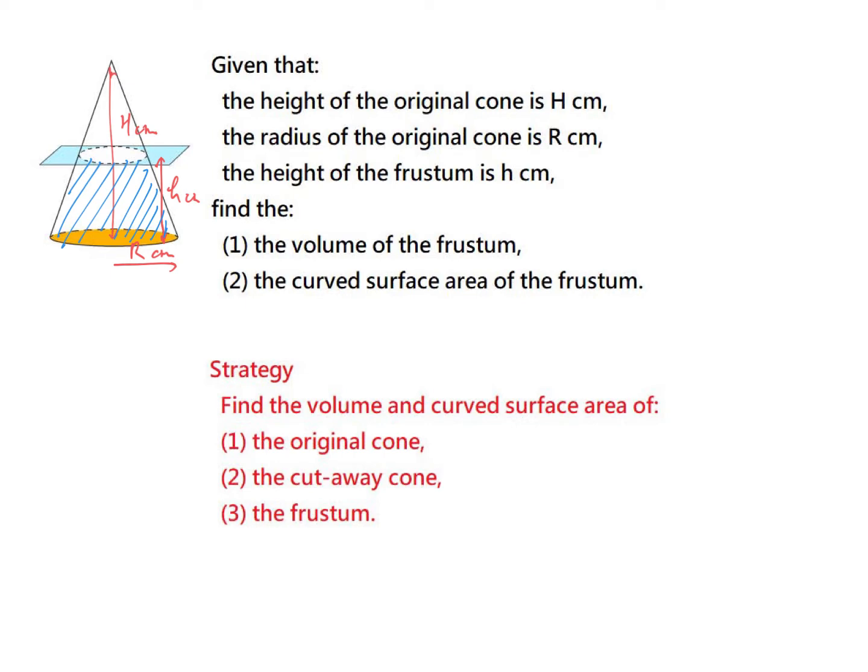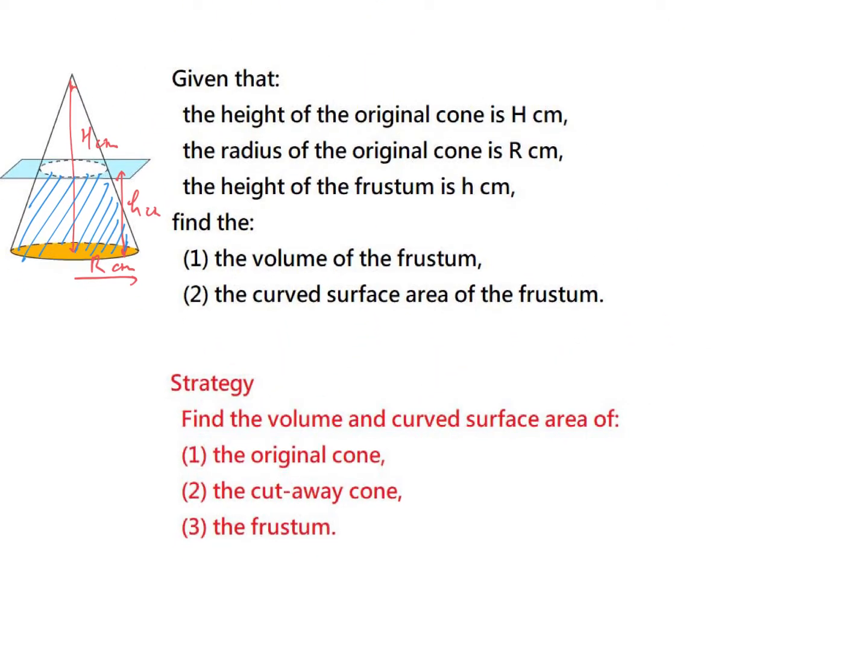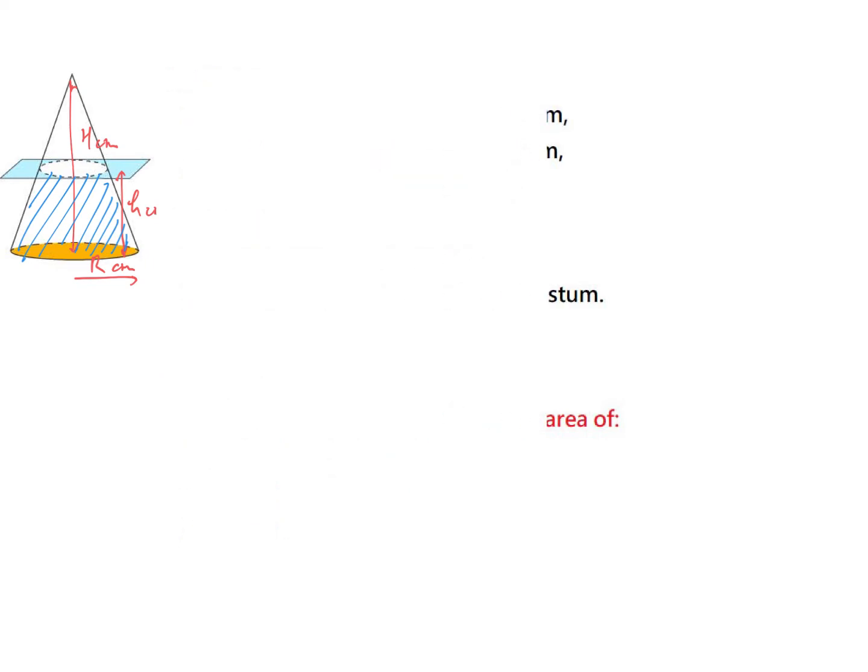So now, let's start. Let's cover these up first. Our first step would therefore be to find the volume and curved surface area of the original cone. Now, for the volume, let's write the short form, volume of original cone.